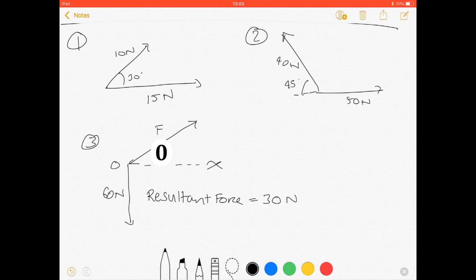But that has been it for today's video. I'll be moving on to resolving forces, using other methods to resolve forces, calculating forces, until we finish mechanics and we can move on to a brand new topic.